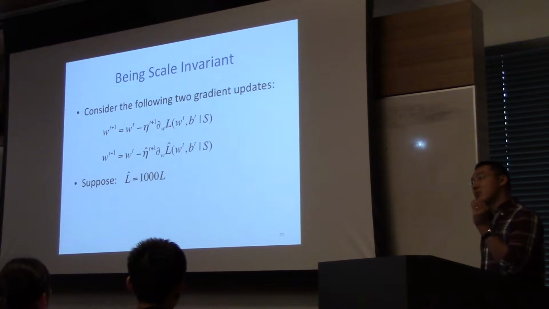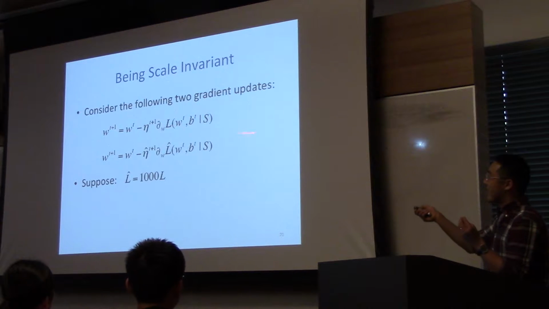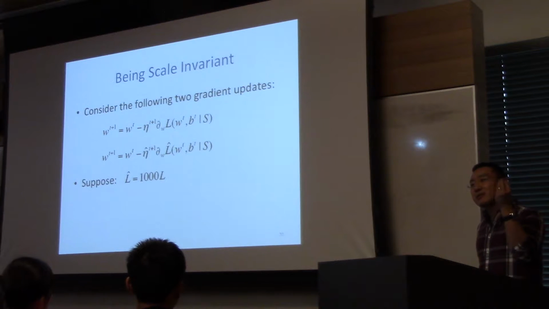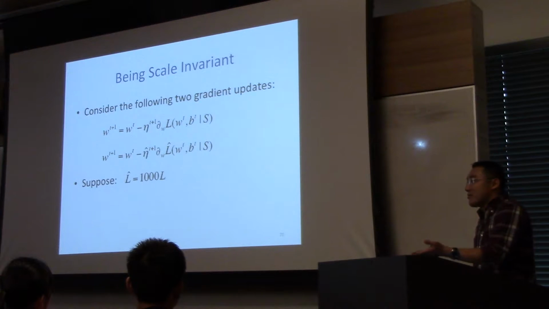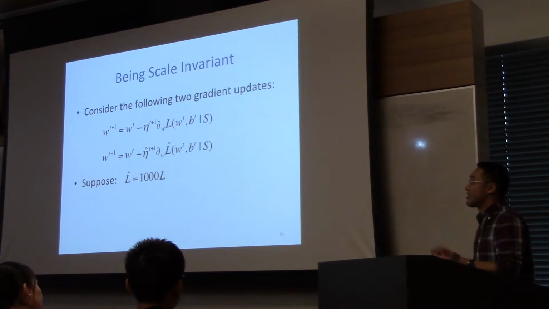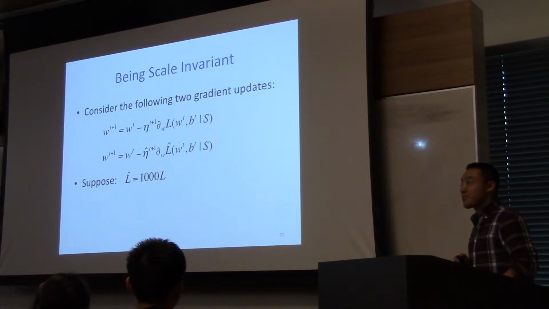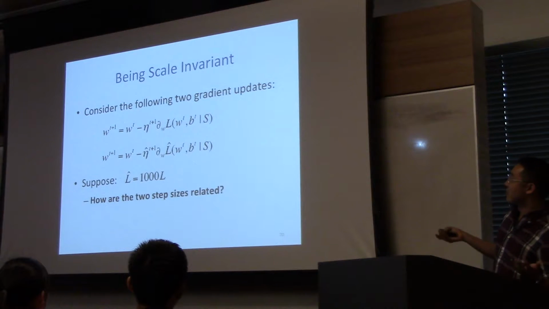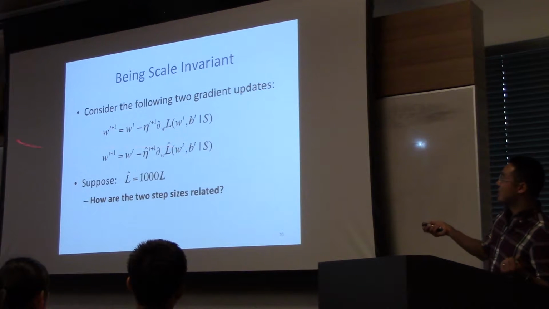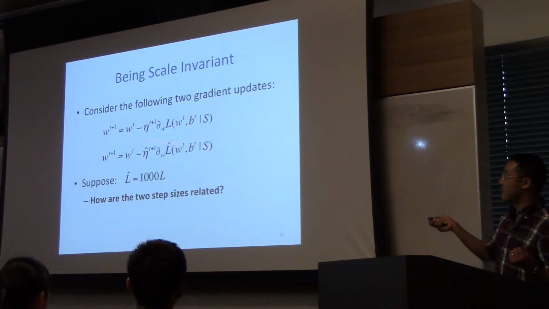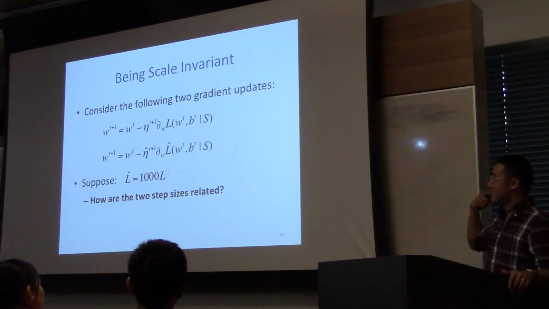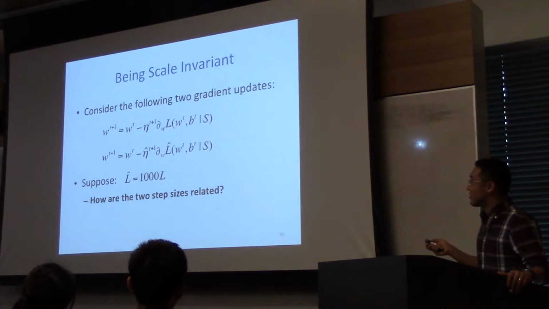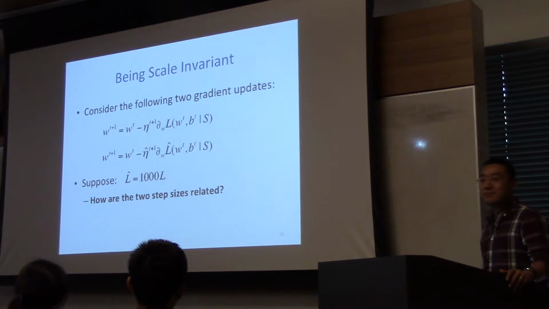So ideally, if we were to optimize our models for this versus this, we would want W to have the exact same behavior, because they're essentially equivalent. They're exchangeable, these two loss functions. So if we want the learning procedure of these two gradient descent algorithms to yield the exact same sequence of models, how should the two step sizes be related?